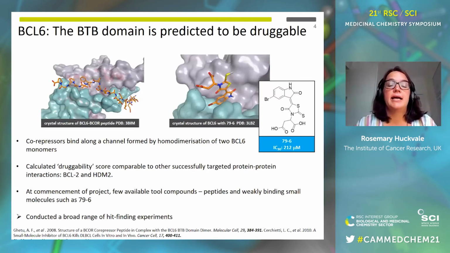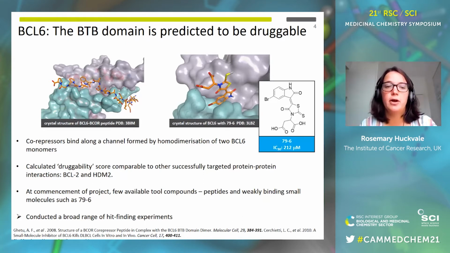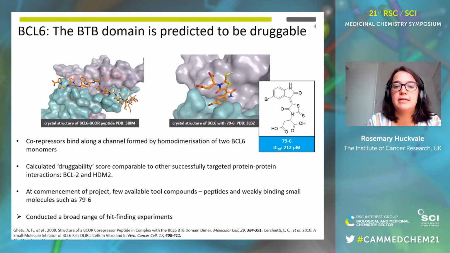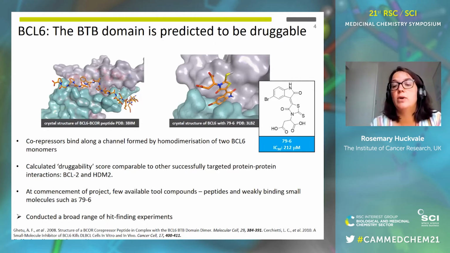Looking in closer detail at the BTB domain and this binding site, the co-repressors bind along a channel formed by homodimerization of the two BCL6 monomers. So it's a unique binding site, so we weren't so worried about selectivity, but it is a protein-protein interaction, so it's shallow and it's polar, but it does have a calculated druggability score comparable to other successfully targeted protein-protein interactions. When we started the project way back when, there were actually very few available tool compounds. There were some peptides and some weakly binding small molecules such as 59,6.